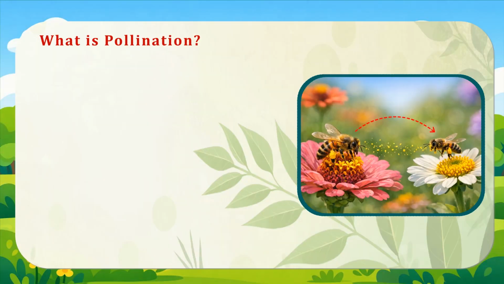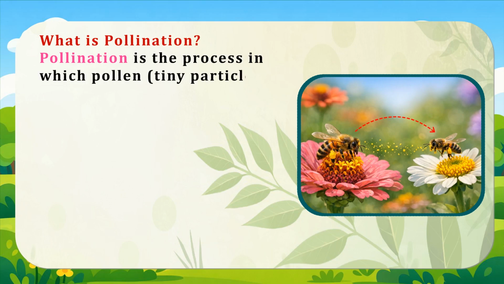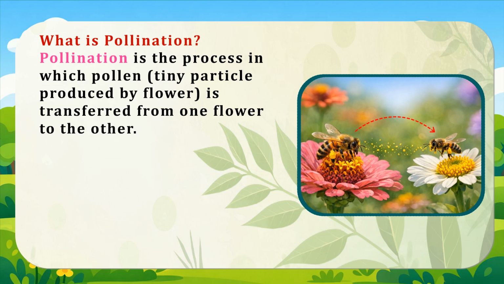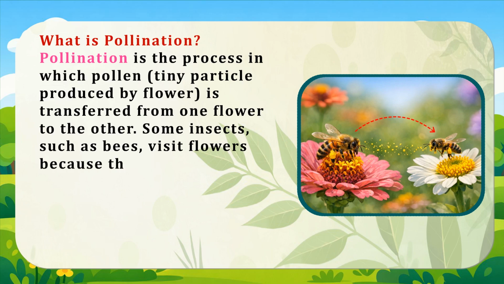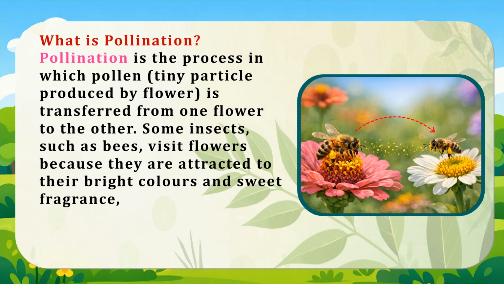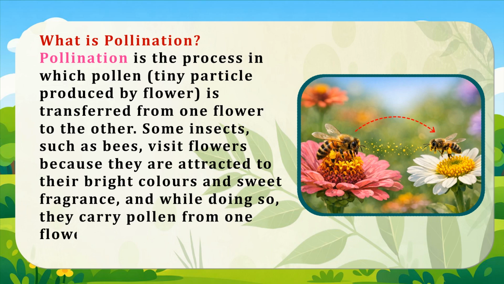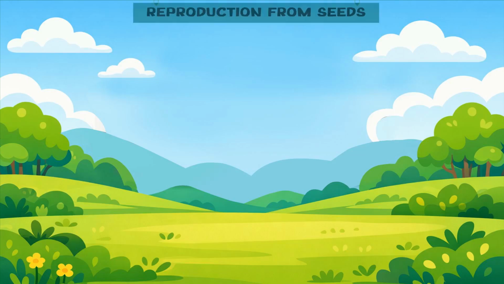What is pollination? Pollination is the process in which pollen, tiny particles produced by flowers, is transferred from one flower to the other. Some insects, such as bees, visit flowers because they are attracted to their bright colors and sweet fragrance. And while doing so, they carry pollen from one flower to another. This process helps plants reproduce.